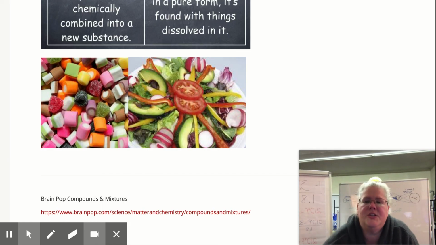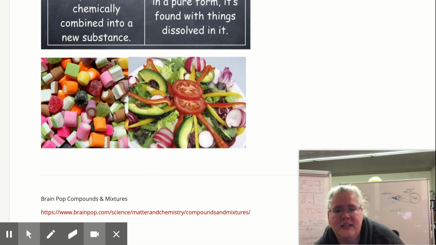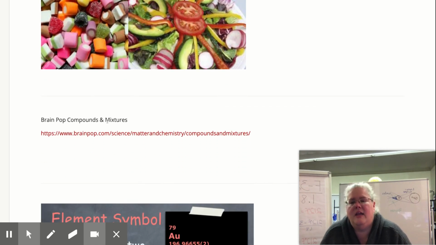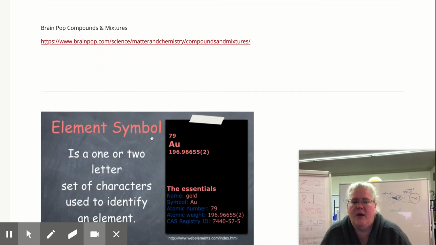So these are a mixture of different types of candy. A salad is a mixture. Even within a tomato, there's a mixture of seeds, the softer pulp, the harder pulp, the liquids. I mean, you get mixtures in all sorts of things. Again, if you want to go back and look more, here's a Brain Pop link. If you want to go watch that, go ahead.